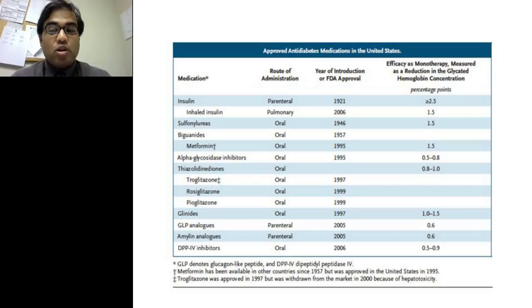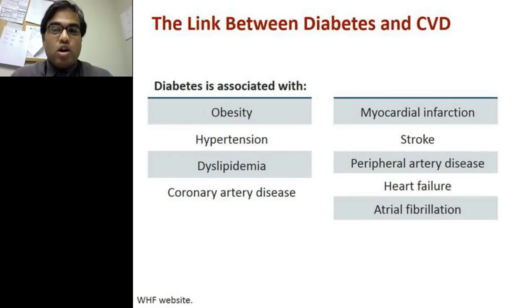But it also makes it much more complex because we want to make sure we're choosing the right agents for the right patient. So I've talked a little bit about heart disease in these earlier slides, but clearly there is a well-known link between diabetes and cardiovascular disease. When we have classically thought of the metabolic syndrome, we think of individuals who are obese, hypertensive, dyslipidemic patients who have this collection that is known as the metabolic syndrome and are at high risk for cardiovascular disease.